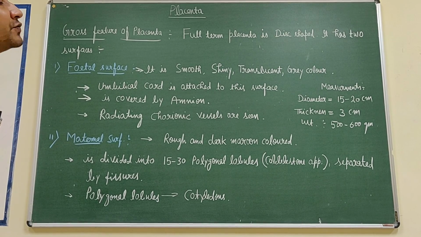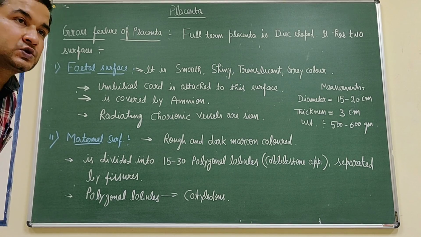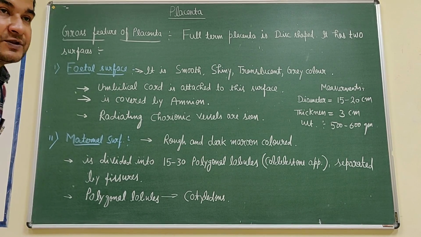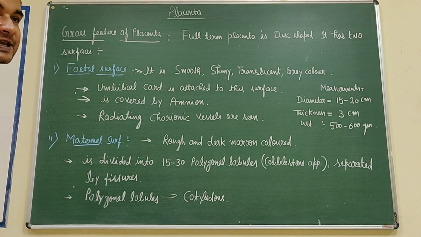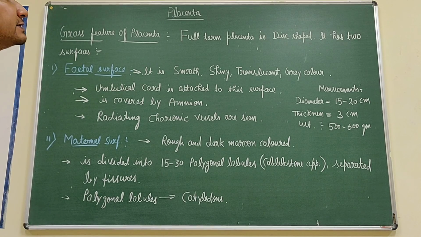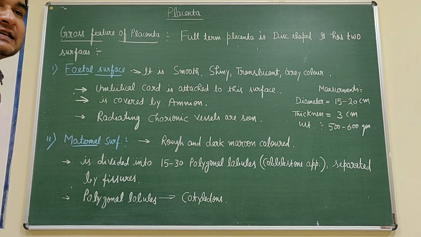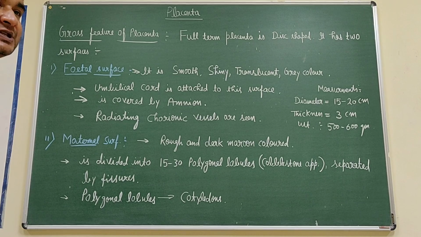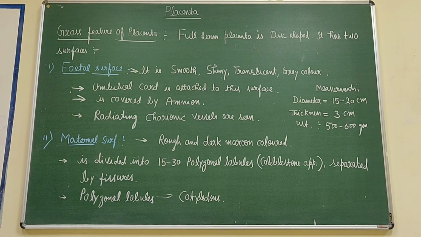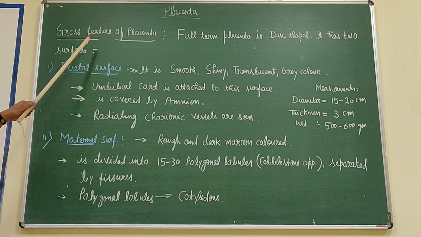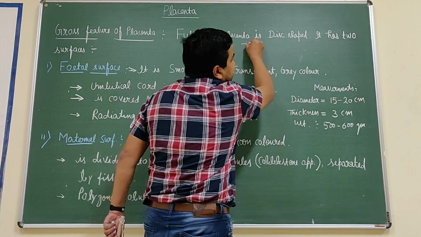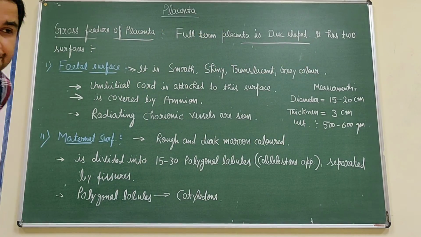the fetal part. We also studied the stages of the villi: primary villi, secondary villi, then the final mature villi, it is the tertiary villi. And the tertiary villi is identified by the presence of capillaries in the substance of the villi. Now, if you see the gross feature of the placenta, the full term placenta is disc shaped.